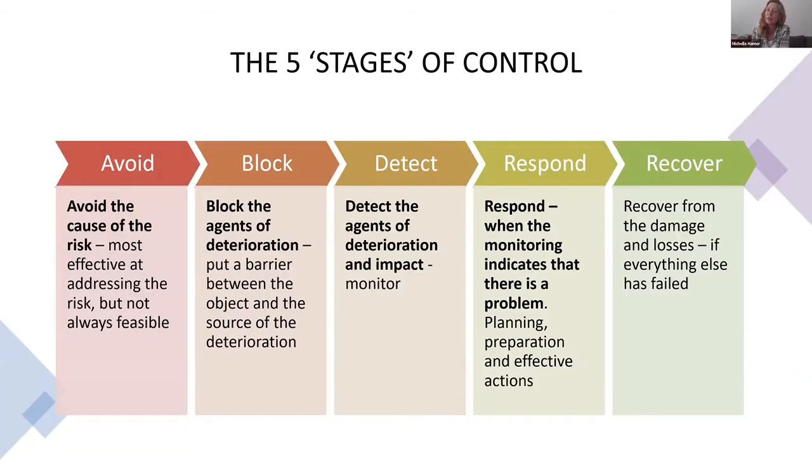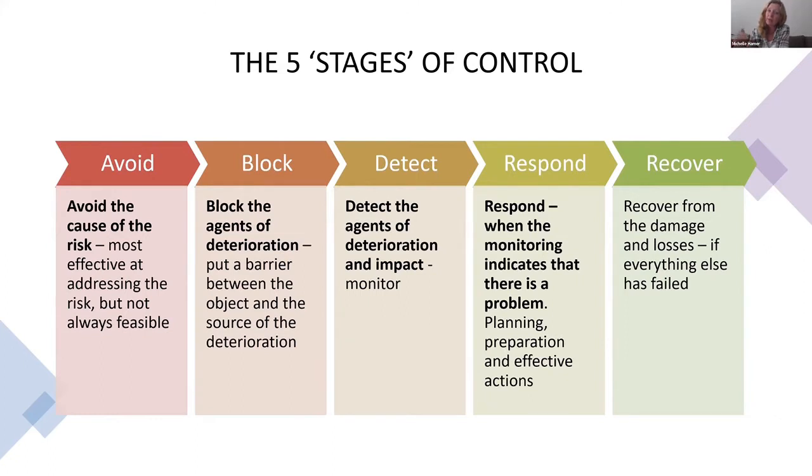And then you need to think about the stages of control. So there's 5 stages of control. We're not going to worry about the last one. So you can avoid the cause of the risk. This is the best thing to do, but it's not always feasible. So how do you make sure it doesn't happen? You just avoid it. Or you can block.